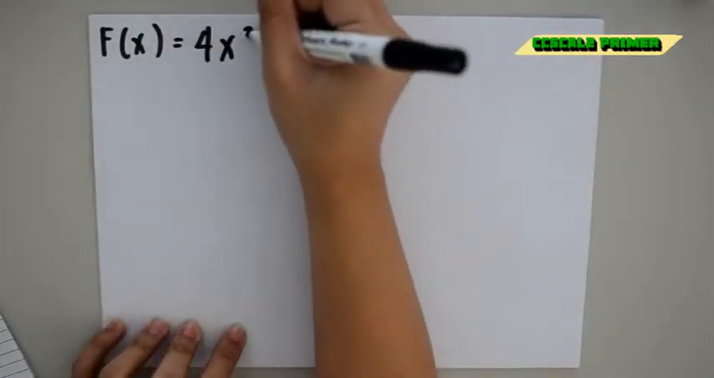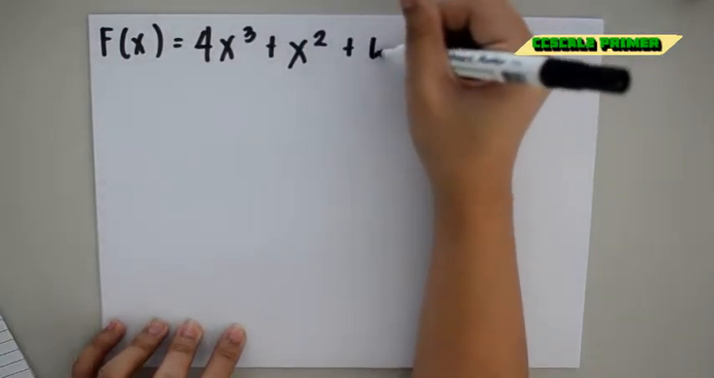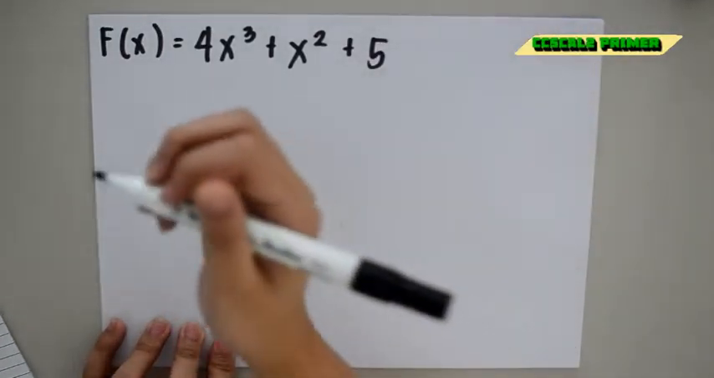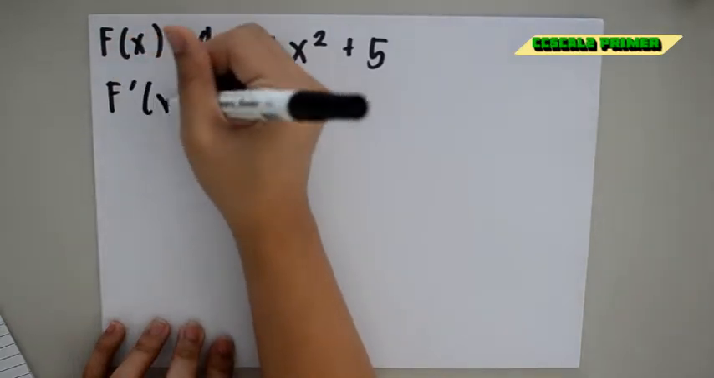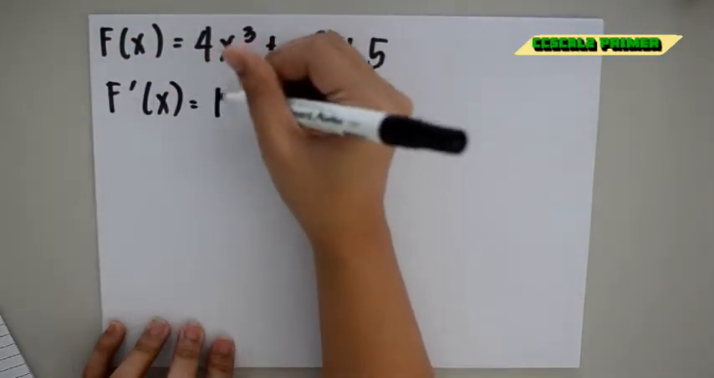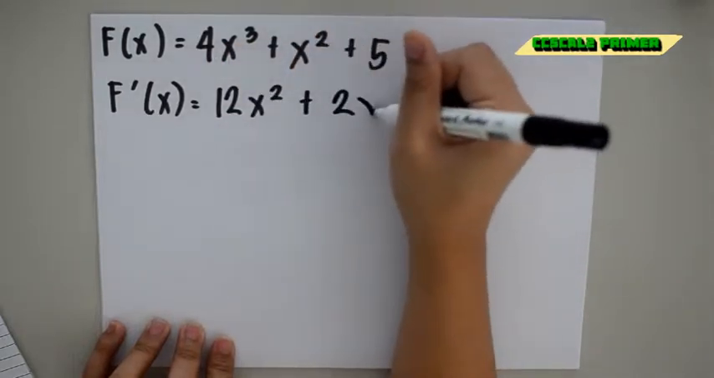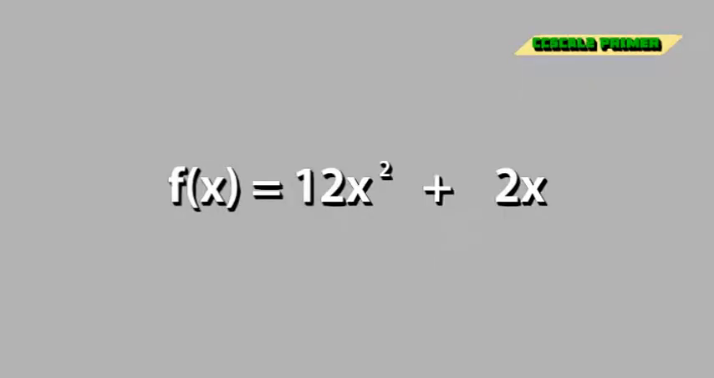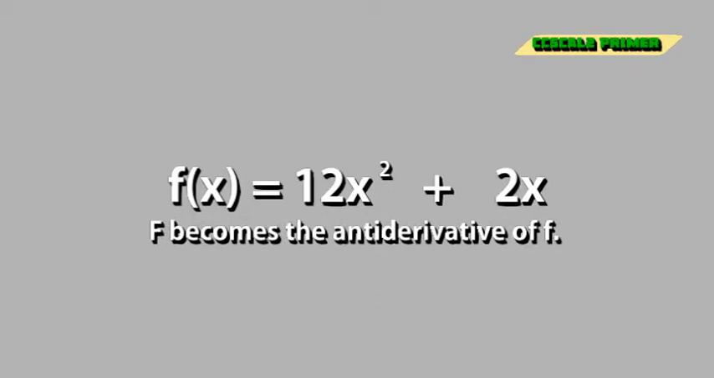Say that function big F is as follows. F of x is equal to 4x cubed plus x squared plus 5. From CCSCAL1, we learned that through constant multiple rule and sum rule, we can get the derivative. F prime of x is equal to 12x raised to the 2 plus 2x. If small f is the function defined by this derivative, then small f now becomes the derivative of big F. That just means that big F becomes the antiderivative of small f.